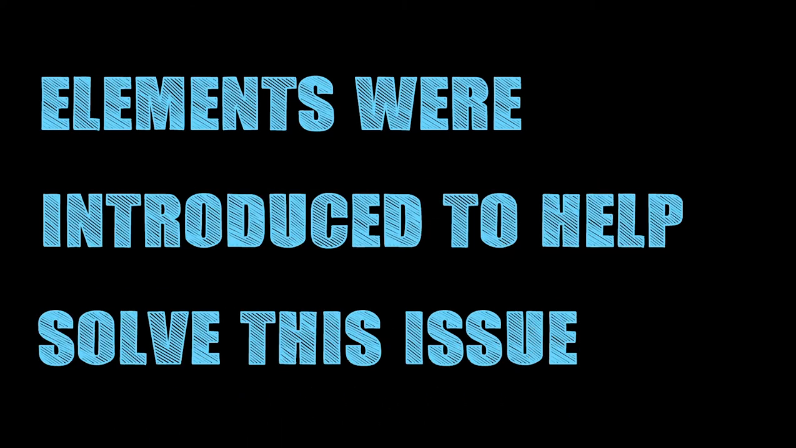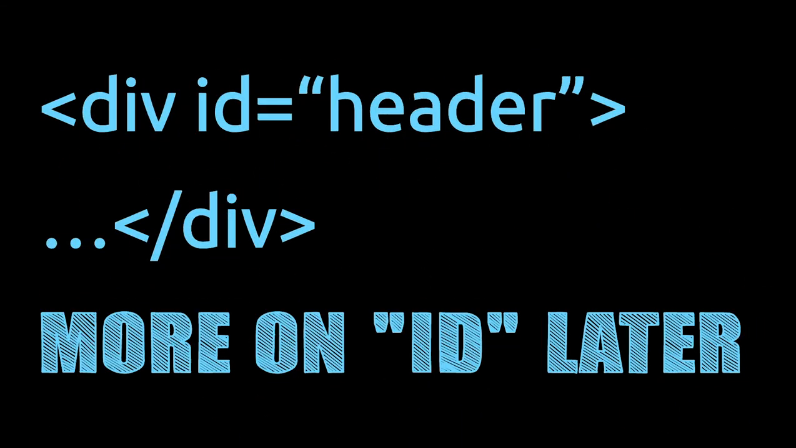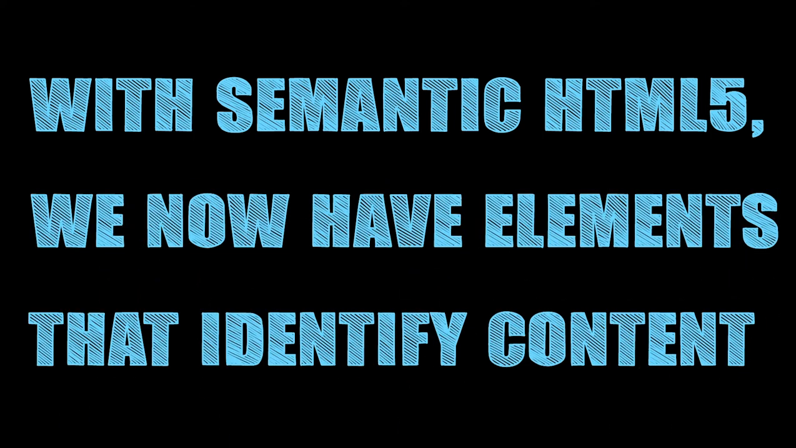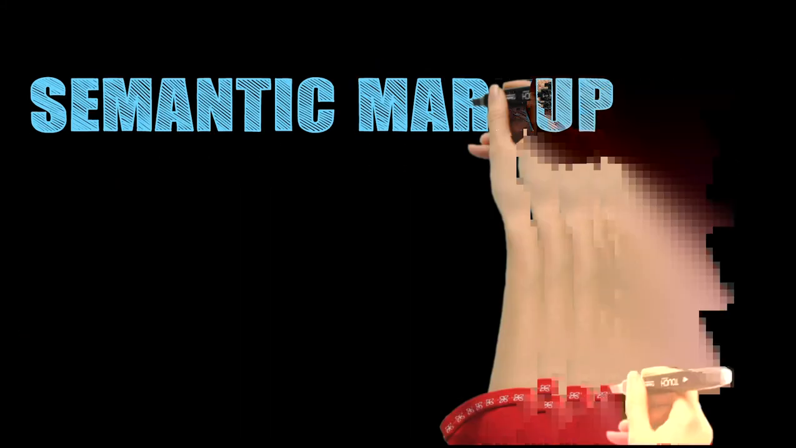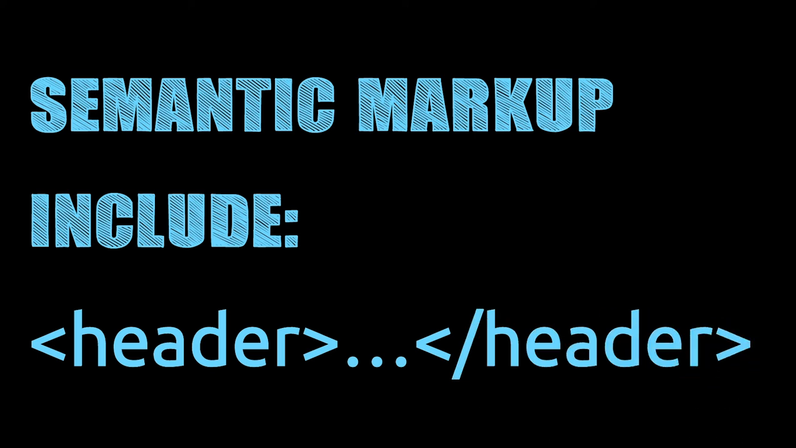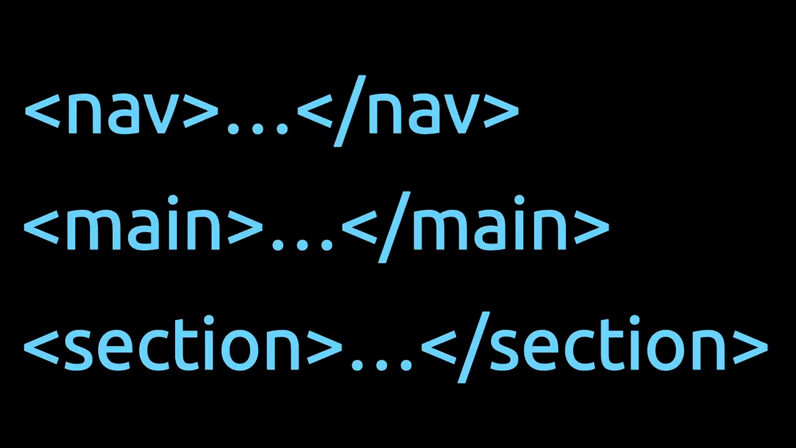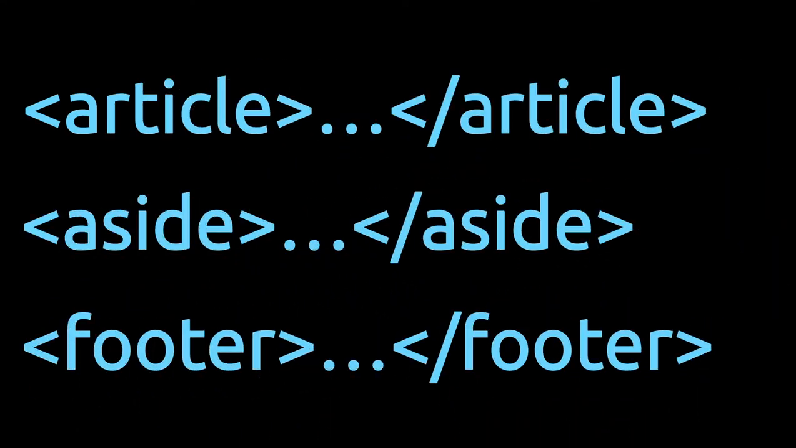Prior, to define the header of a page, you would write div id equals header. With semantic HTML5, we now have elements that identify content to both the browser and the developer. Some examples of semantic markup include header, nav, main, section, article, aside, and footer.